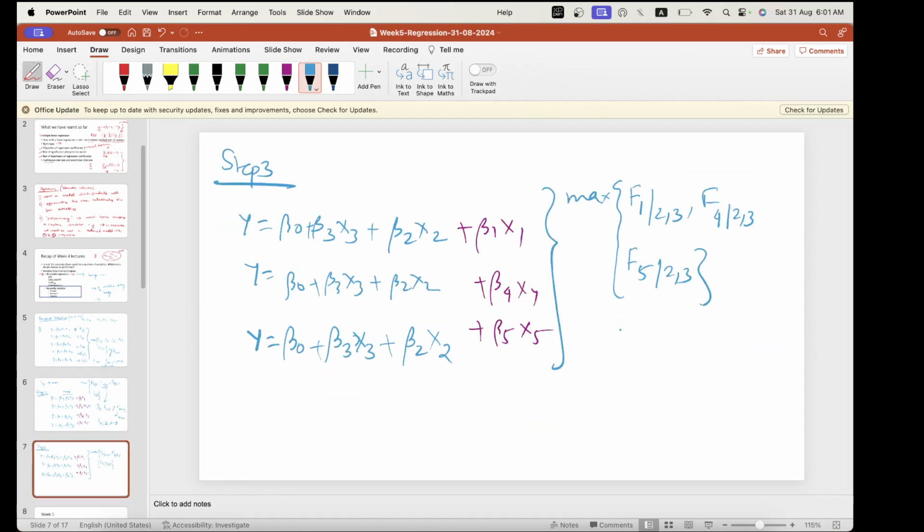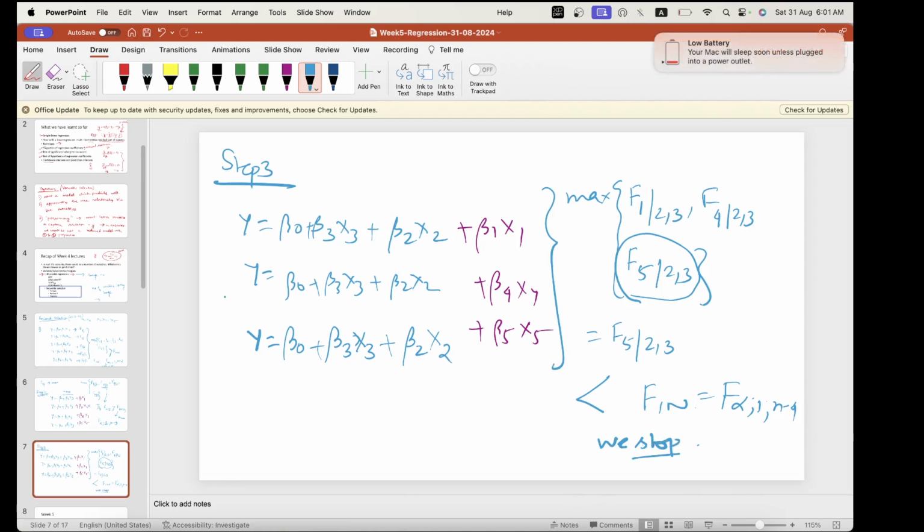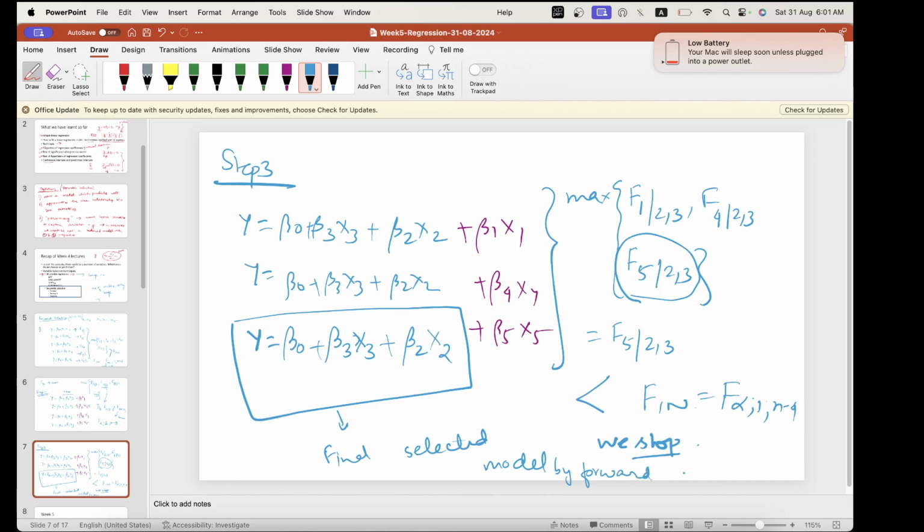Now let's say among these I find that this is the maximum. So this becomes f5 given 2, 3, but it is less than the criteria f in, which is f alpha, 1, n minus 4, because we have 4 unknown parameters. So if this maximum is less than this threshold, then we stop, and this becomes our final selected model by forward selection. Okay, so this is the stopping criteria.